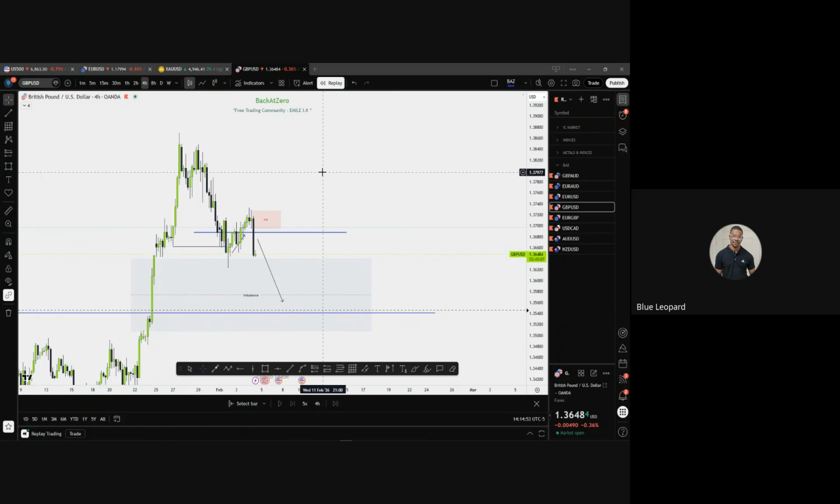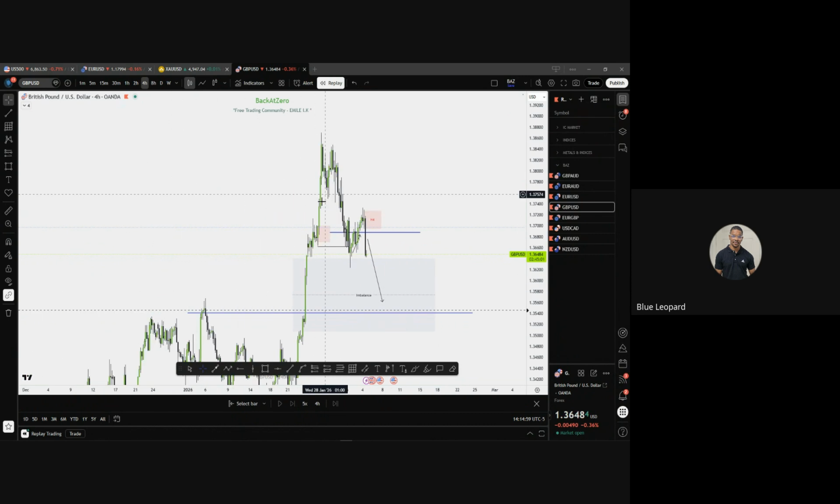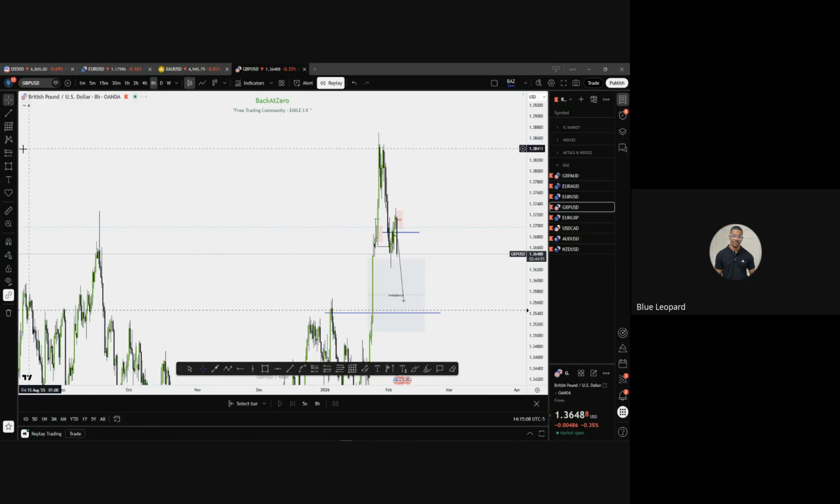Who is this guy? This is the breaker. The breaker is the last demand zone before we take out this liquidity. Before we take out liquidity, we took it out from here. And if I go on a higher time frame, I can see how price took this liquidity here on a higher time frame.